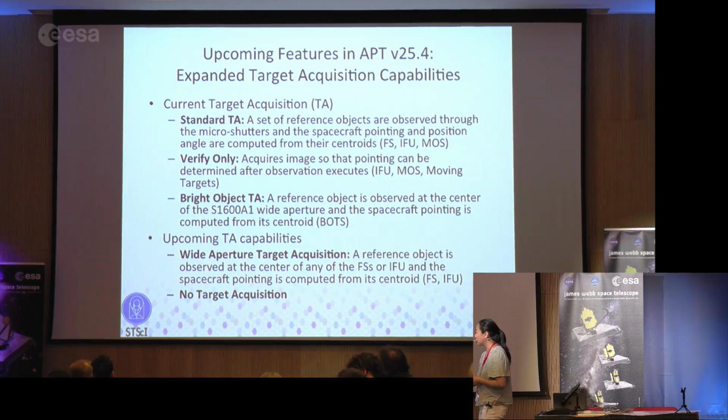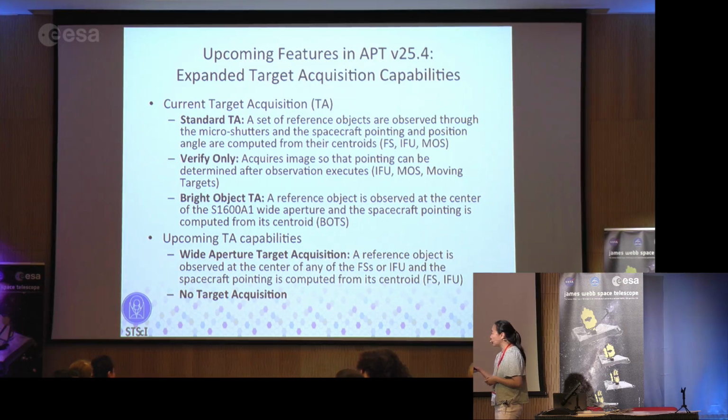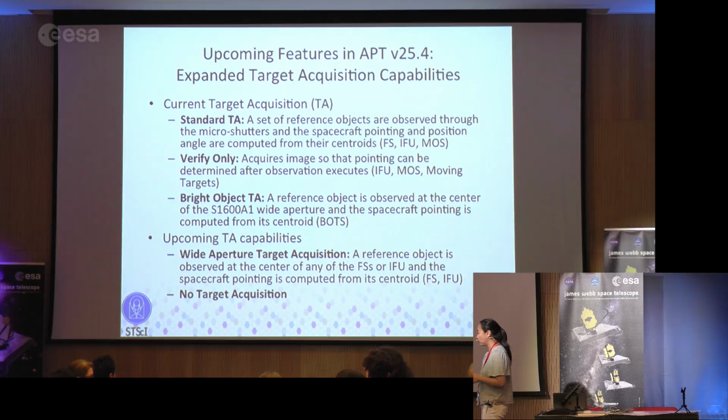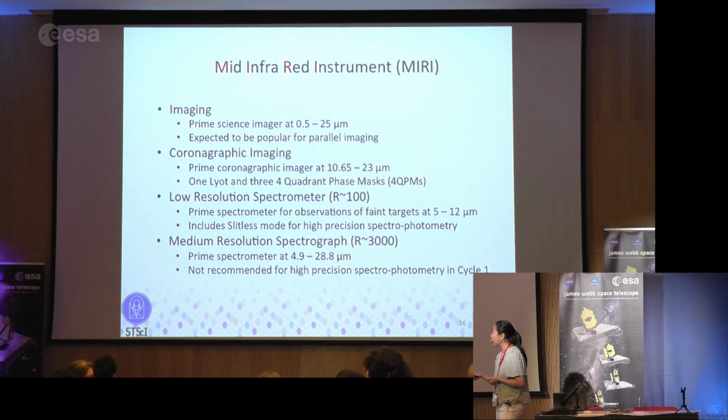So the upcoming TA capability is really an expansion of the bright object TA that was implemented for BOTS. Now it'll be possible to look at a bright reference object using any of the fixed slits or the IFU to determine the spacecraft pointing. And then a new option will also be no target acquisition.